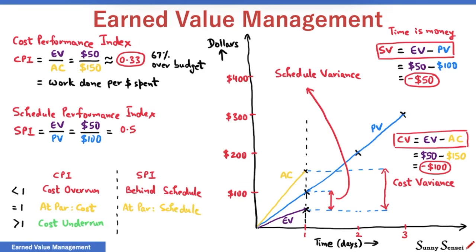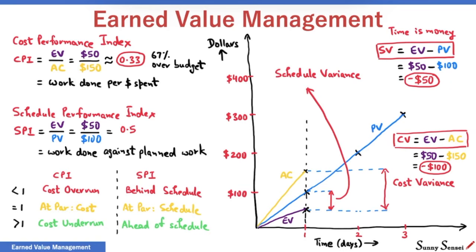Finally, when SPI is greater than 1, earned value is more than the planned value. Schedule variance is positive, and we are ahead of schedule. EV is the value of work done. PV is the planned value of work. So, SPI is simply the value of work done against the planned value of work.